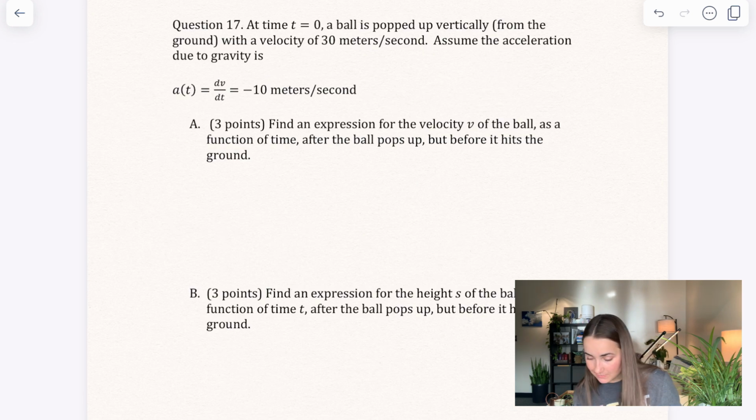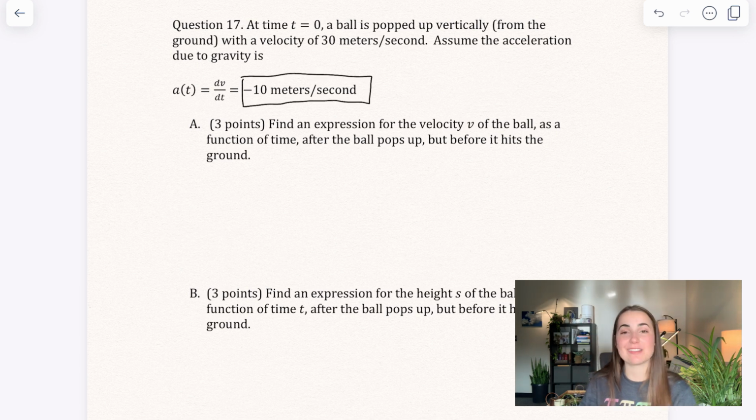Okay, now we're going to do some velocity stuff. So here we have the acceleration of gravity. Oh, they're very kind. They round it up for us. I know it's not super accurate, but when you don't have a calculator on an exam, -10 is nice. So here we're going to find an expression for the velocity as a function of time. And we are given some initial conditions.